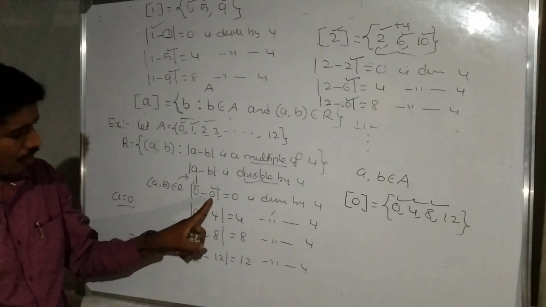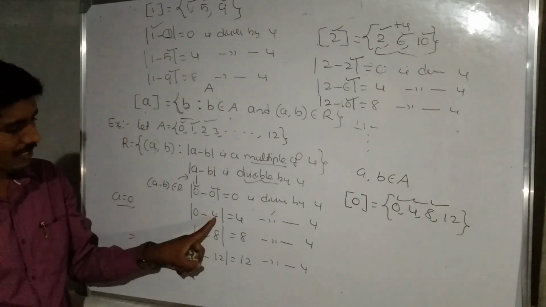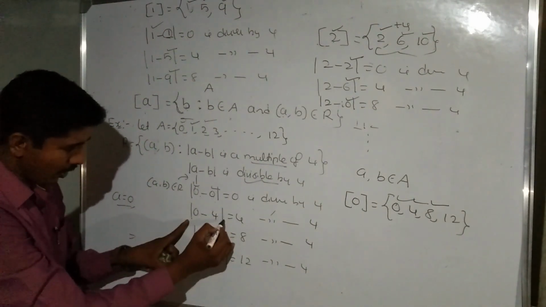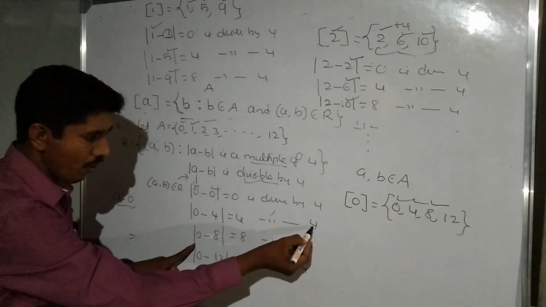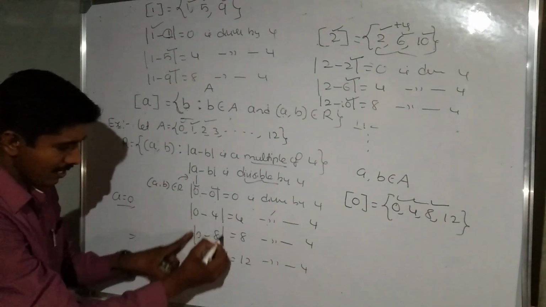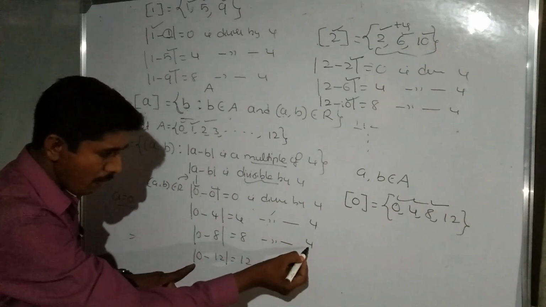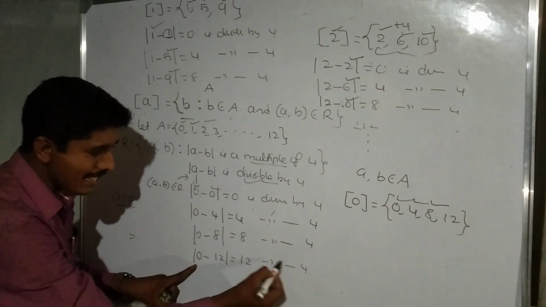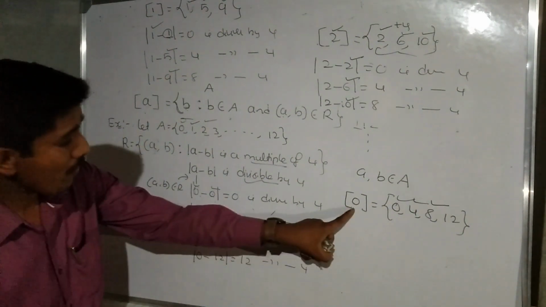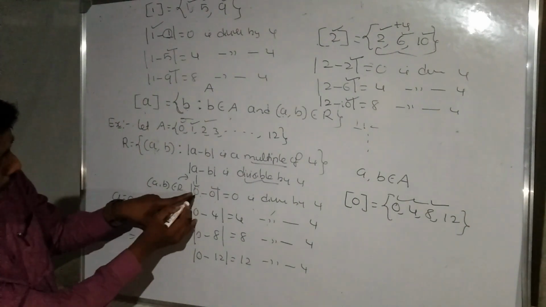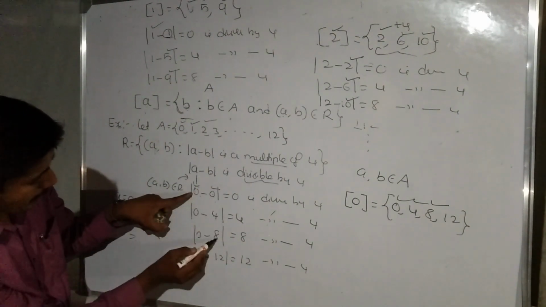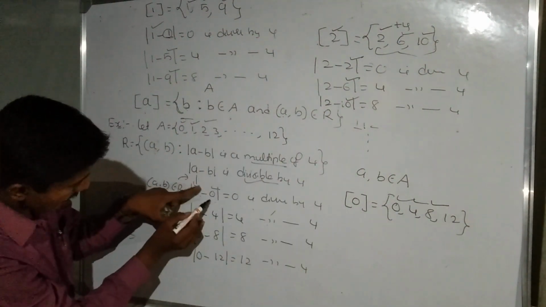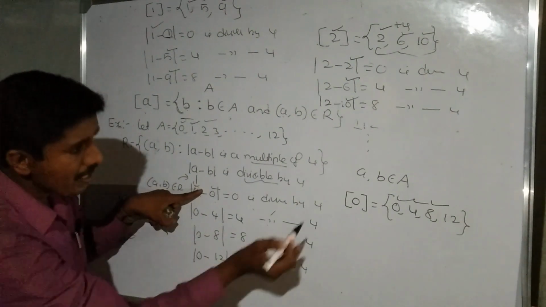Next, 0 here. 0 plus 4, 4. Here if you take 3 it means not divisible by 4. 0 minus 4, modulus of this value 4. 4 is divisible by 4. Next, 0 minus 8, its modulus value 8. 8 is divisible by 4. Next, 0 minus 12, its modulus value 12. 12 is divisible by 4. Therefore, equivalence class of this 0: which elements are related to 0 means 0, 4, 8, 12. Therefore, equivalence class of 0 equal to set 0, 4, 8, 12.